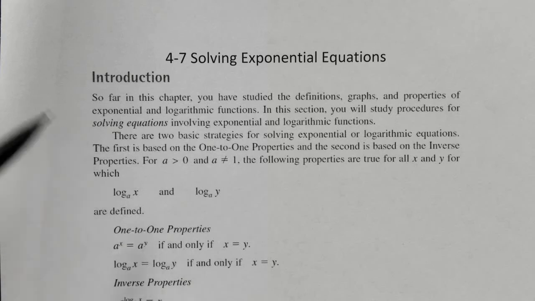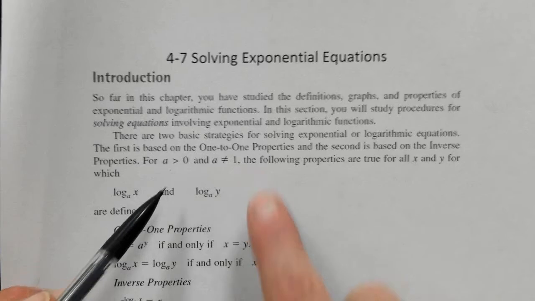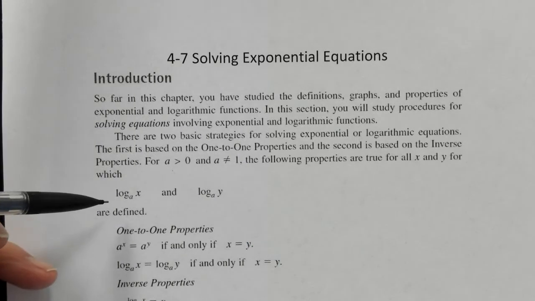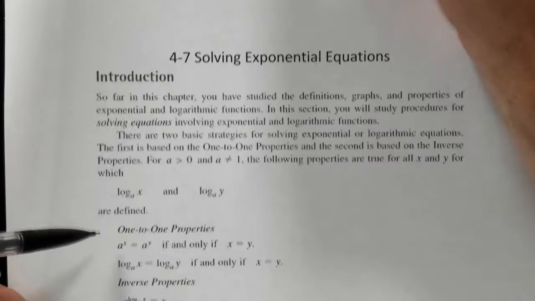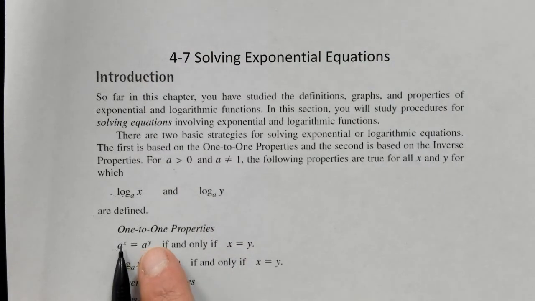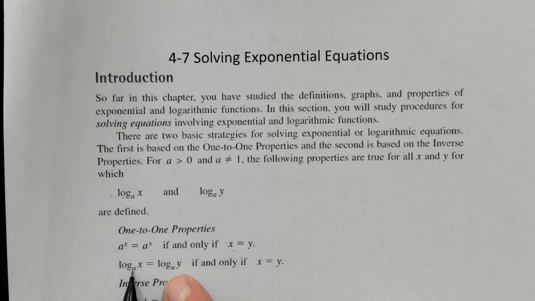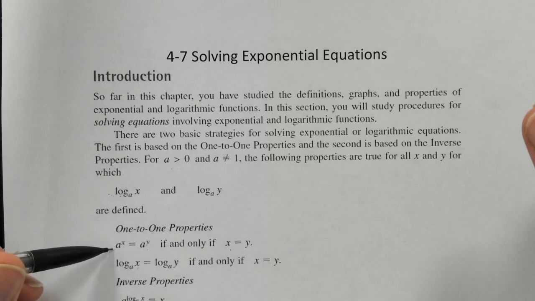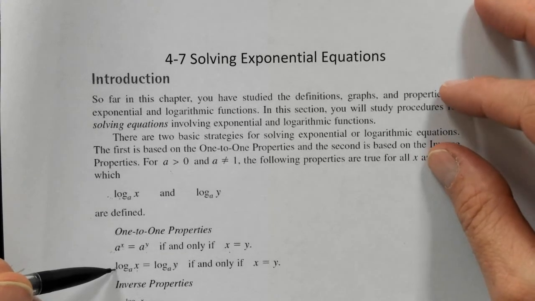Remember your restrictions from when we first defined the logarithmic functions. And remember, the one-to-one properties suggest that if your base is the same and these two are equal, then the exponent has got to be equal. And same thing with log. If the base is the same, then the exponent has got to be equal. So this is the one-to-one property in exponential form, and this is the property in logarithmic form.